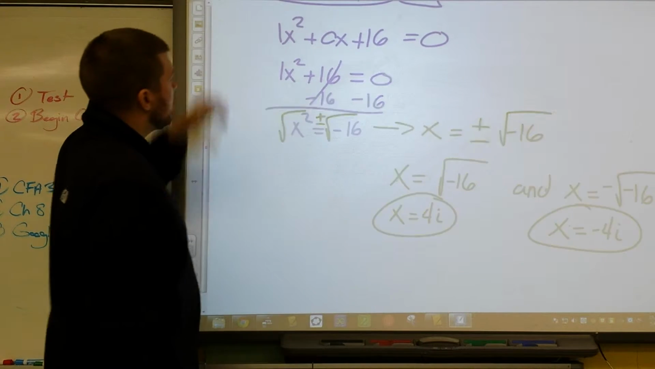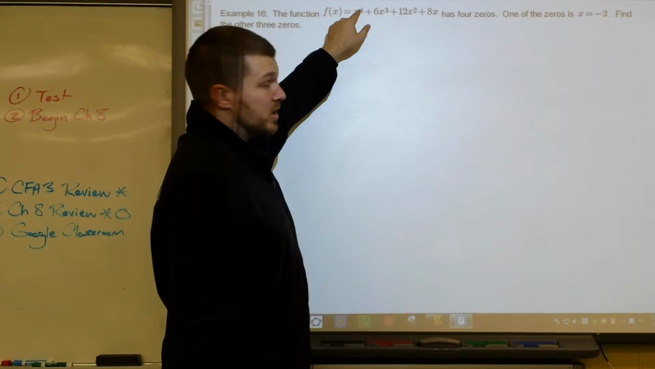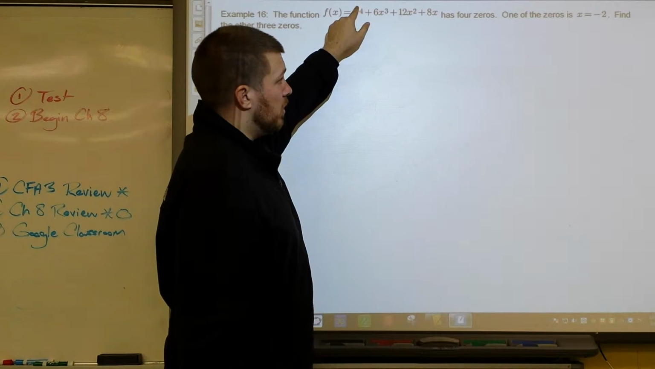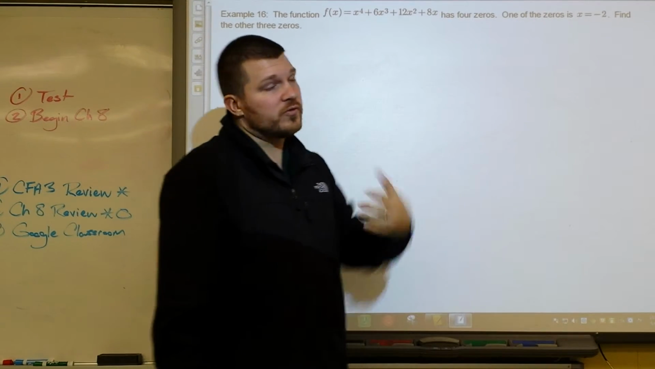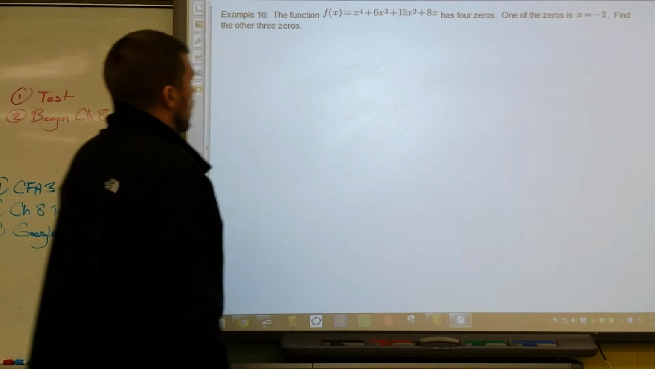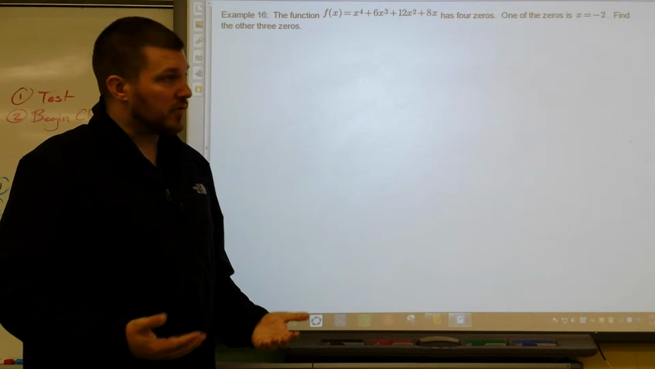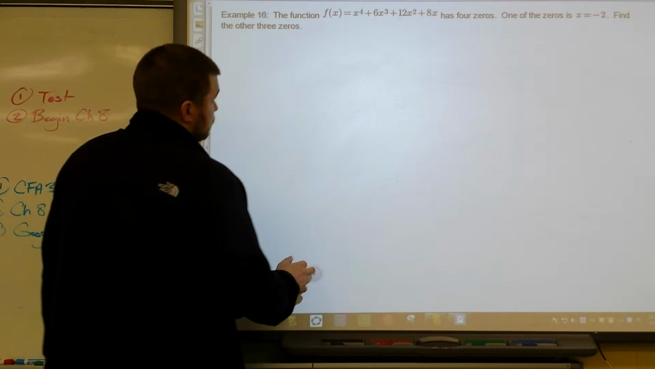Let's try one more. In example 16, we have a polynomial function with highest power 4, so I know I'm going to have 4 zeros. That's from the fundamental theorem of algebra. One of the zeros is x equals negative 2. I want to find the other three zeros. So again, I'm going to start the process by graphing. Hopefully the calculator can help out some.